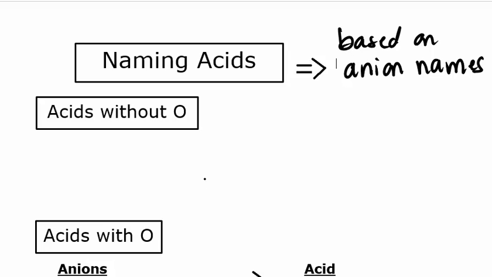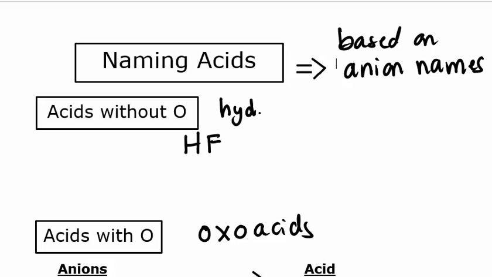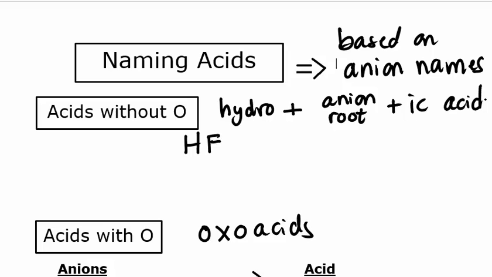Acids that have oxygen, known as oxoacids, which I'll deal with second, and then acids without an oxygen. The ones without an oxygen, for example, HF, are named with this formula. Hydro, the phrase hydro, plus the anion root name, plus ic, and then as a separate word, acid.